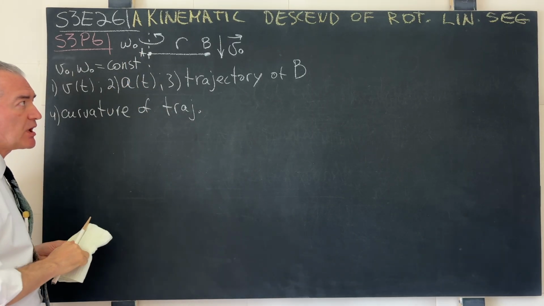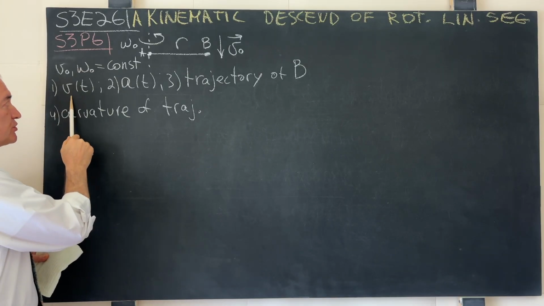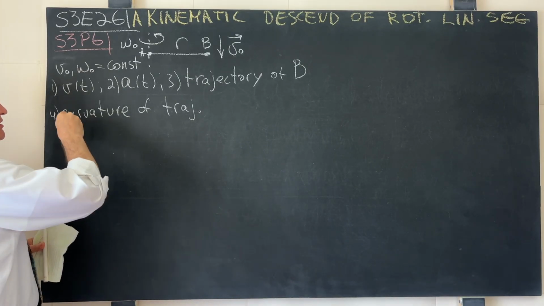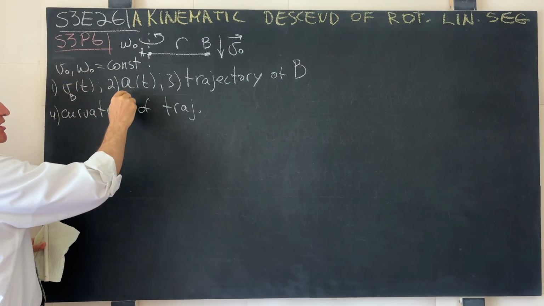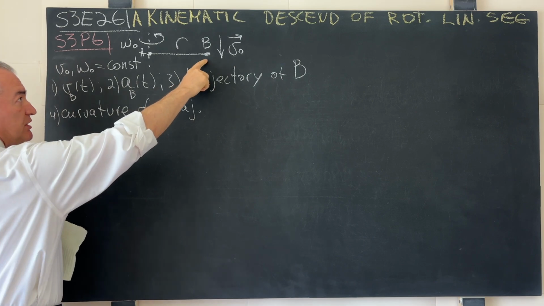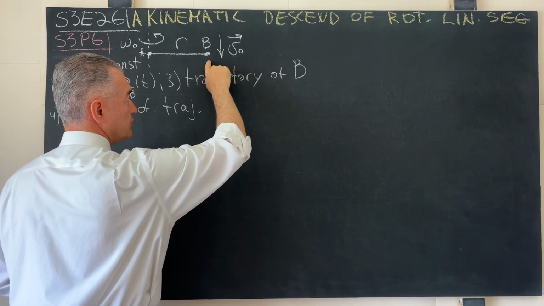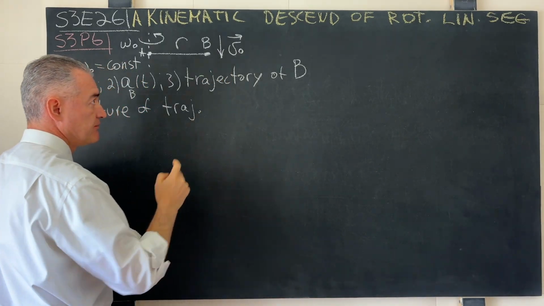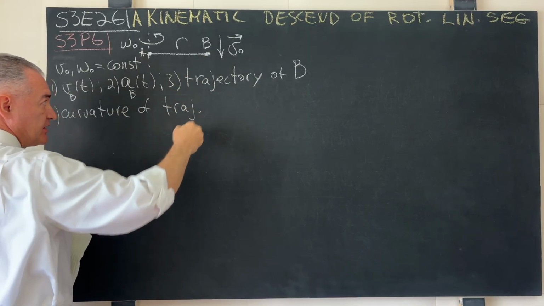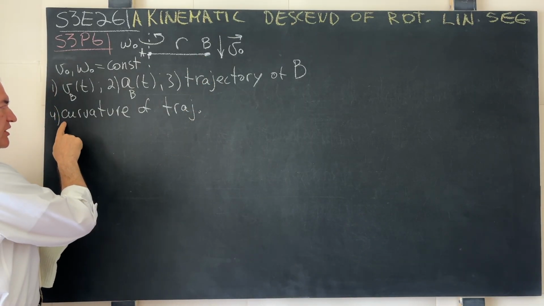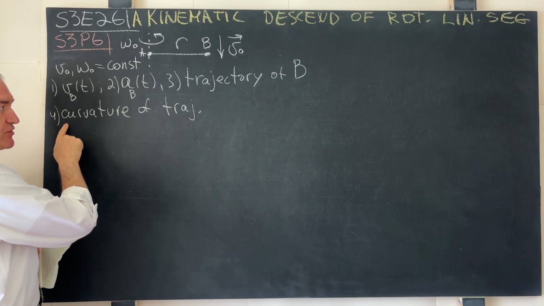And the objective in this problem is the following. We need to do four things in this problem. We want to recover the velocity v of the point B as a function of time, the acceleration of the point B as a function of time, and the trajectory of the point B. We want to figure out what is the spatial curve that the point B traces as it descends. And number 4, the task number 4, we want to find the curvature of this trajectory.